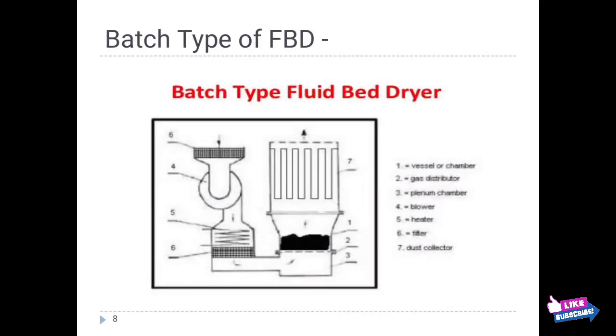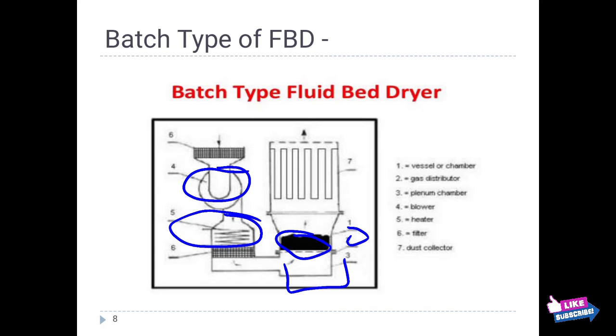Now we move towards the diagram. Here you can see the batch type of fluidized bed dryer. First is the vessel, and second is the gas distributor. Third is the plenum chamber, and fourth is the blower. Fifth is the heater, and sixth are the filters, and these are the dust collectors. All are dust collectors.